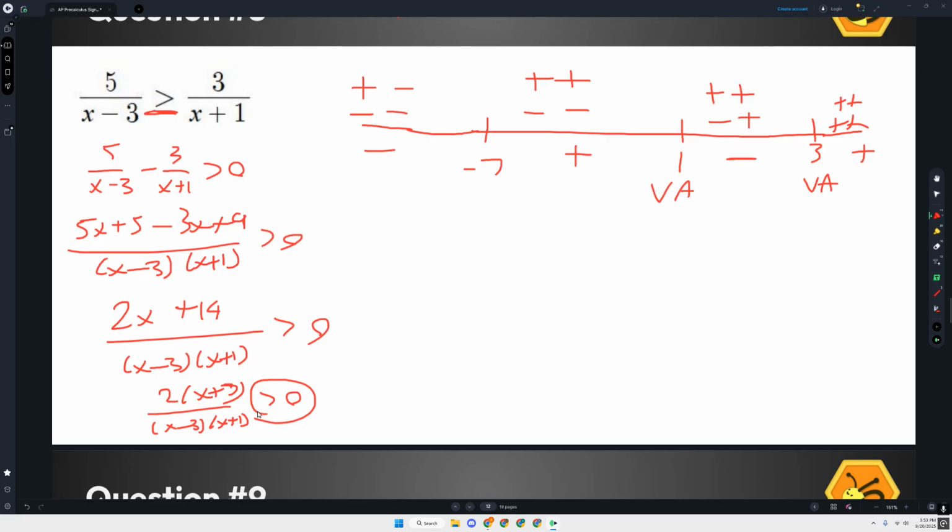And we're looking for ones that are greater than or equal to 0. So we're going to be looking at negative 7 to 1, union 3 to infinity. And that's our answer. Any questions about this? It's greater, and there's no equal.